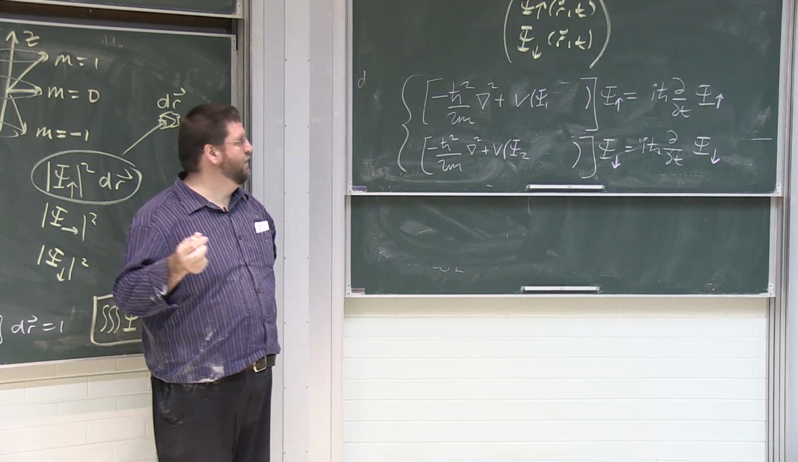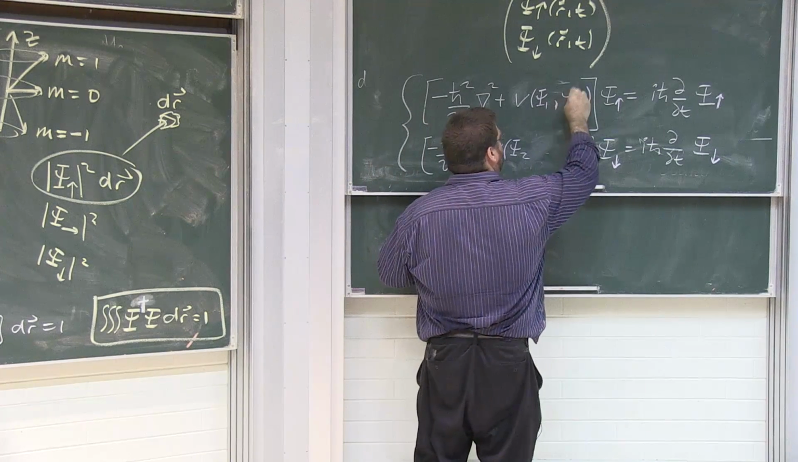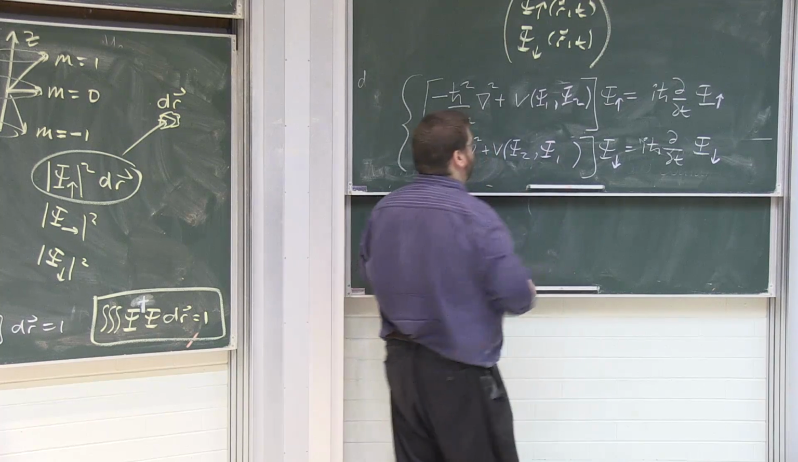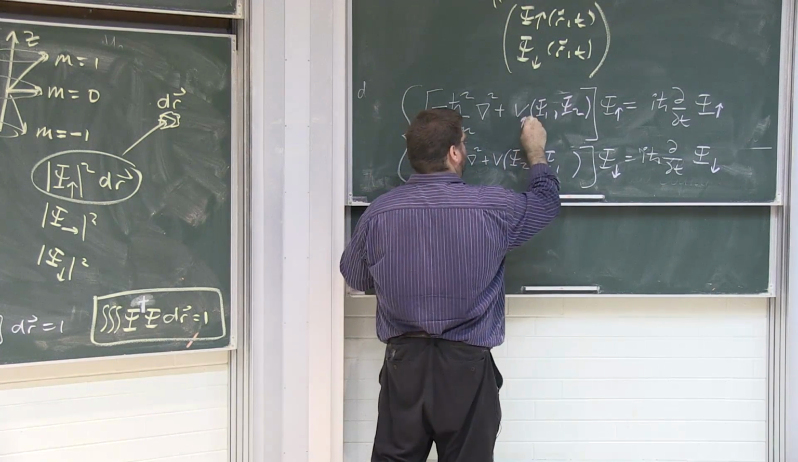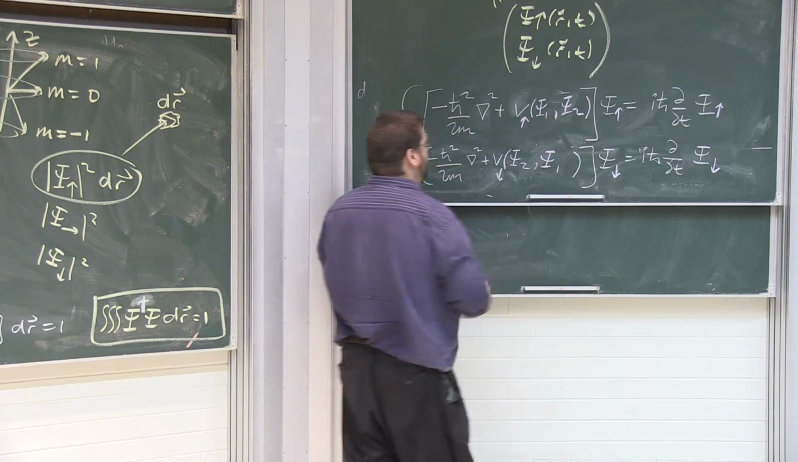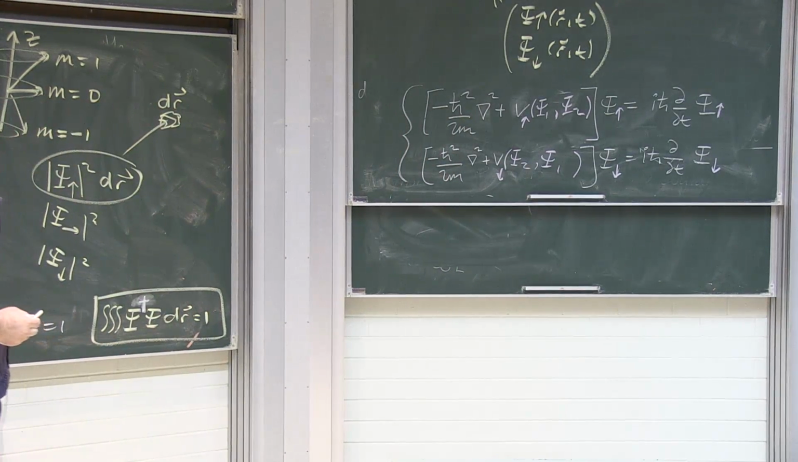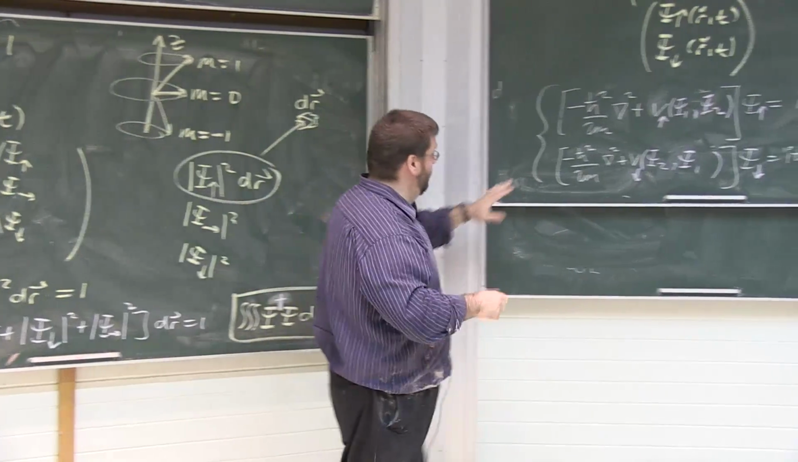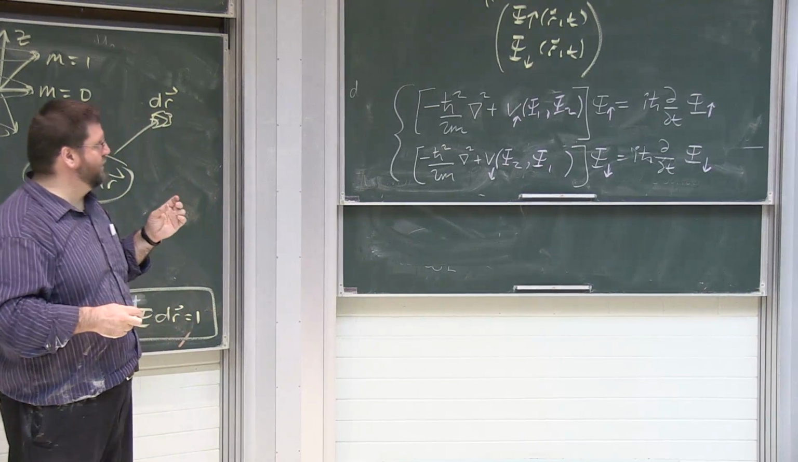Both potentials have got to be in terms of both wave functions. Yep, beautiful. I need to have both potentials in terms of both wave functions. Now, in general, these potentials will be different. So let me actually put an up and a down subscript here. Not necessarily, but they in general will be different. What you've just discovered is the Gross-Pitaevskii equation for spinor Bose-Einstein condensates.